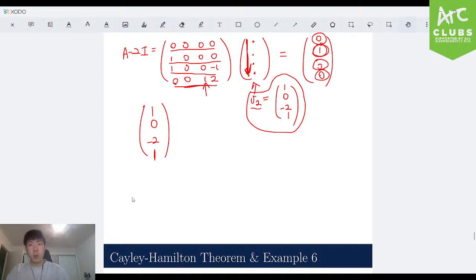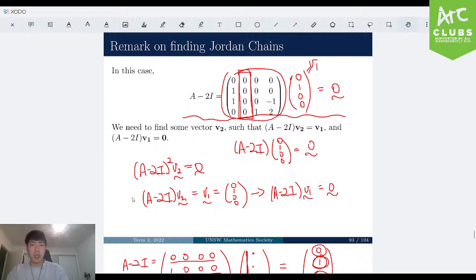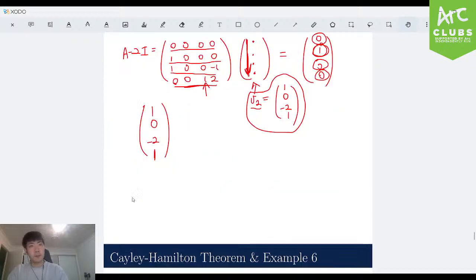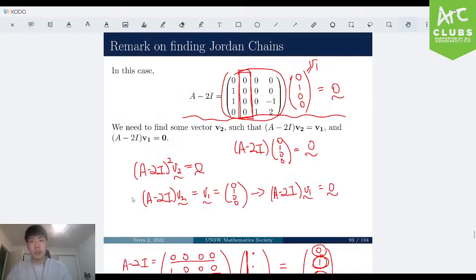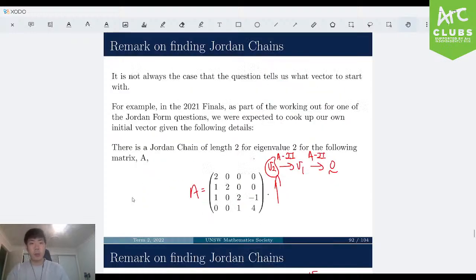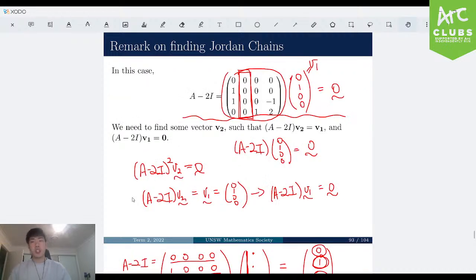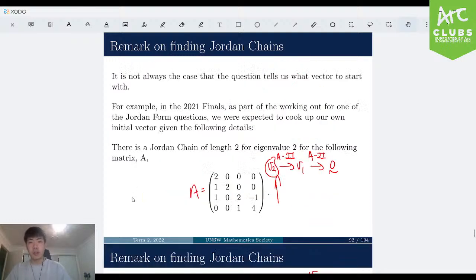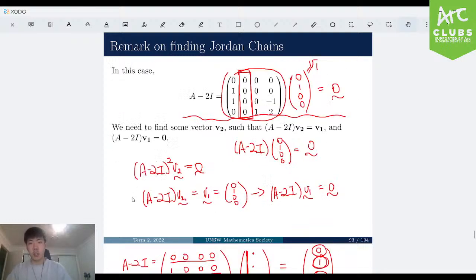And yeah, once we have cooked up this vector v2, then we can go back and do our Jordan chain process. Okay, so yeah, this was just a small but important remark, right? Don't take it as a given that in the exam they will always tell you what vector to start with, right? You may need to cook up your own, and just know that there's nowhere in the course where they have taught you how to algorithmically get this vector every time. So you may have to resort to, I guess, your own intuition and tricks as you go along the way. And this is an example of one of them. Okay.